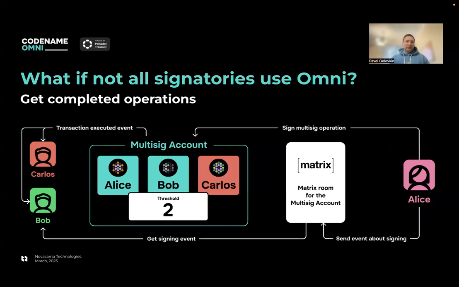And what about completion of the operation? We have a multi-sig account with Carlos, and Alice signs the multi-sig operation and sends an event about the signing. At the same time, Bob and Carlos get the transaction executed event from the blockchain. And Bob also gets the signing event from Matrix. So everything works well, and Carlos still gets the event. Once again, it's not a problem.